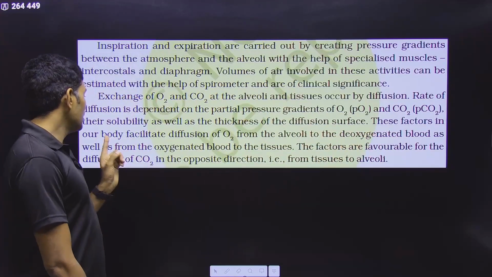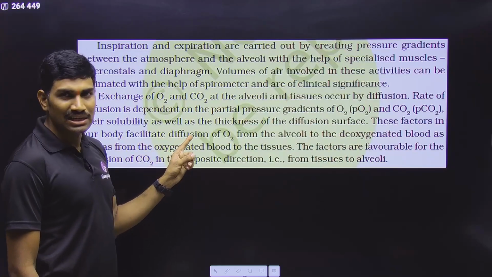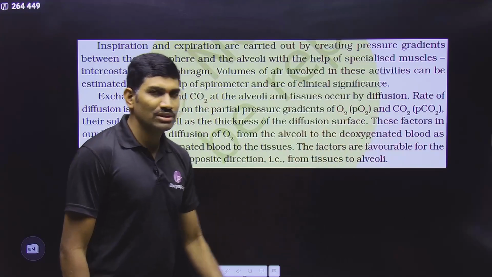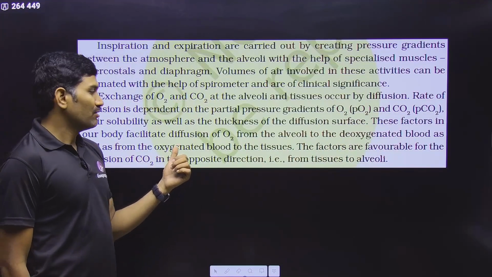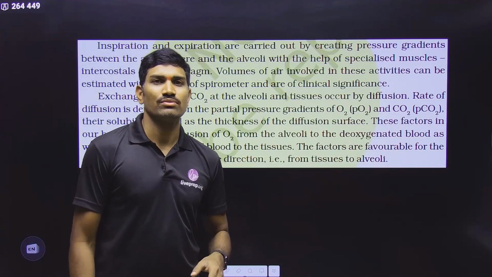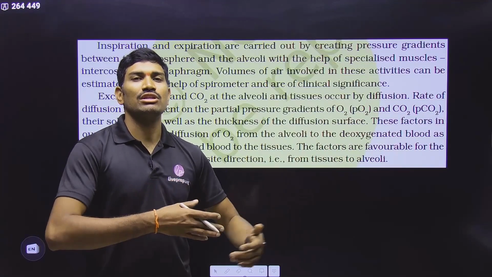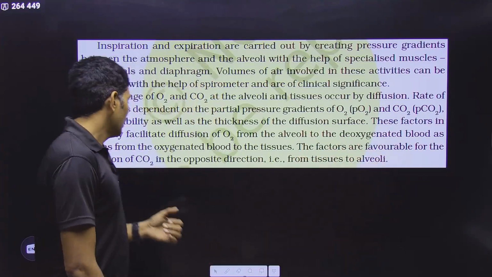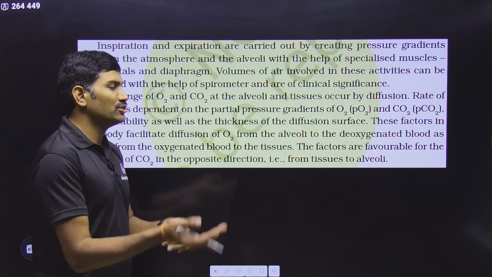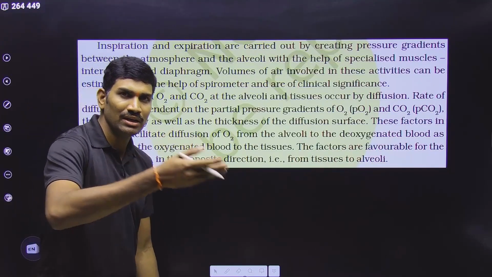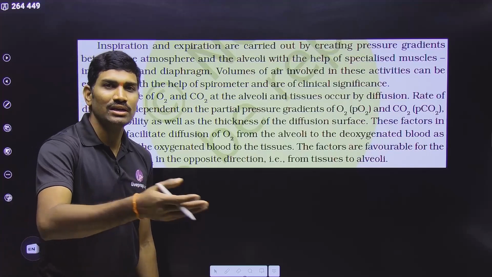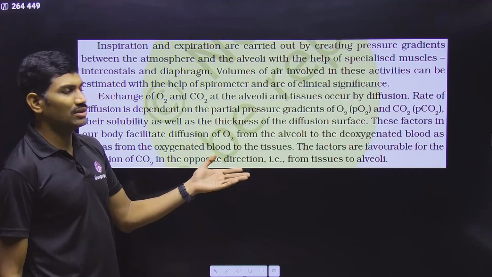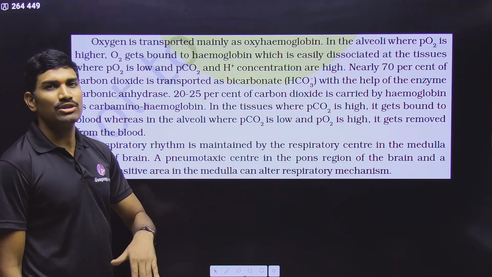Next one, these factors in our body facilitate diffusion of oxygen from the alveoli to the deoxygenated blood, as well as from the oxygenated blood to the tissues. So based on these particular things, the diffusion of gas is taking place. Next one, the factors are favorable for the diffusion of CO2 in the opposite direction, that is from the tissue to the deoxygenated blood, and again from deoxygenated blood to the alveoli. So in this way, ultimately from tissue to the alveoli.